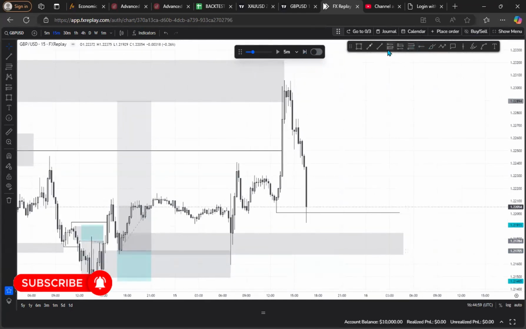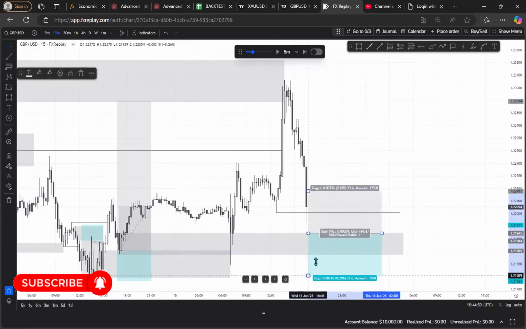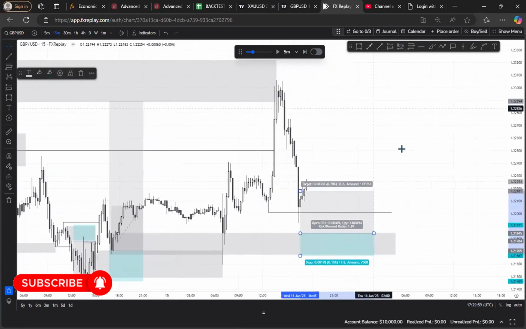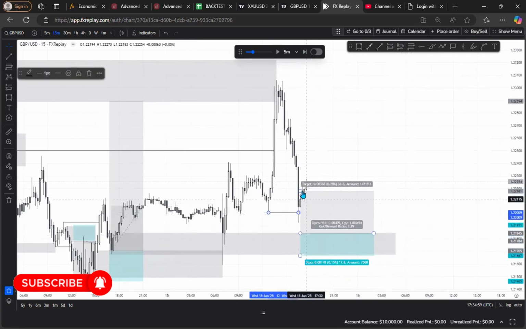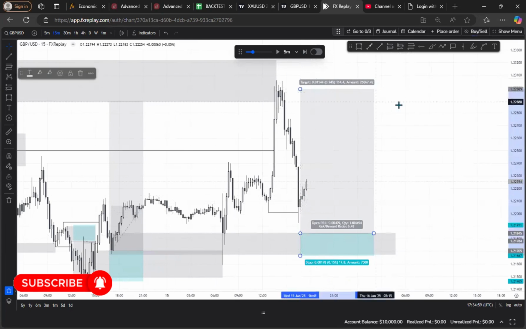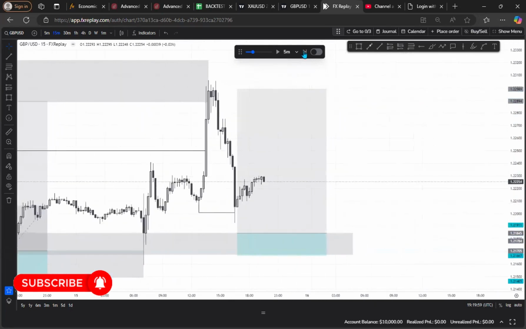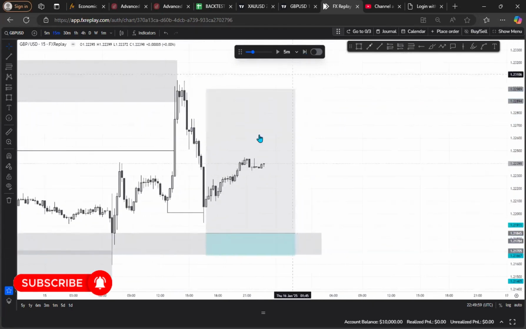Price came all the way down. This was where I was expecting price to come to. Price took out this low. I was expecting price to come to this level here. Price took out that low, but price did not come to my entry.